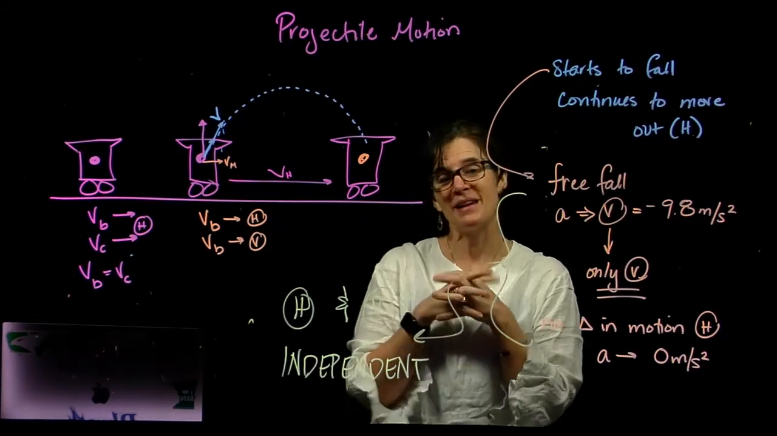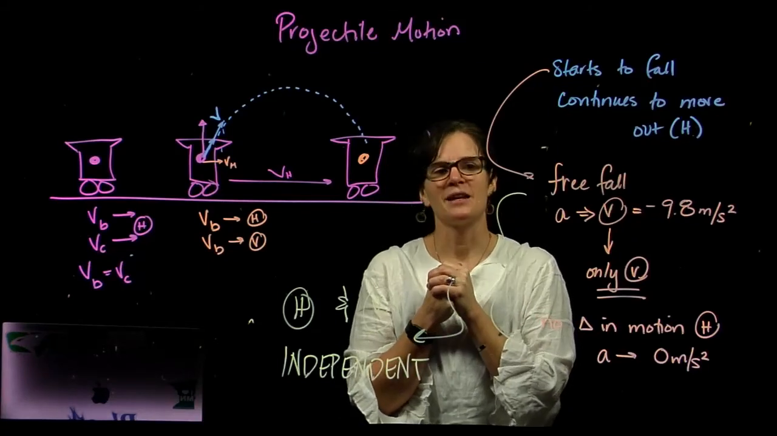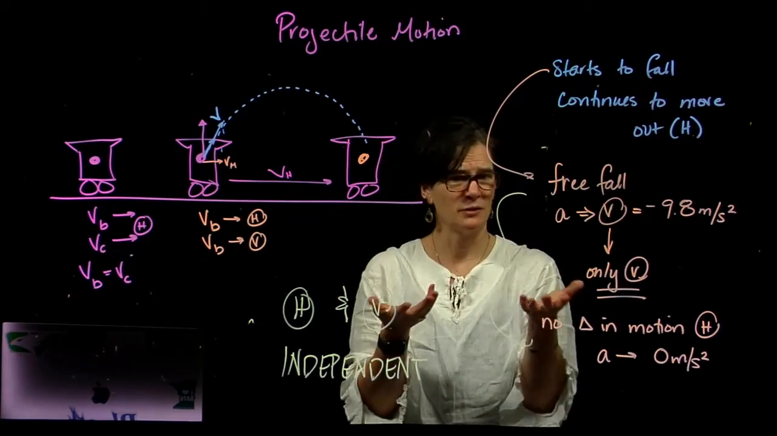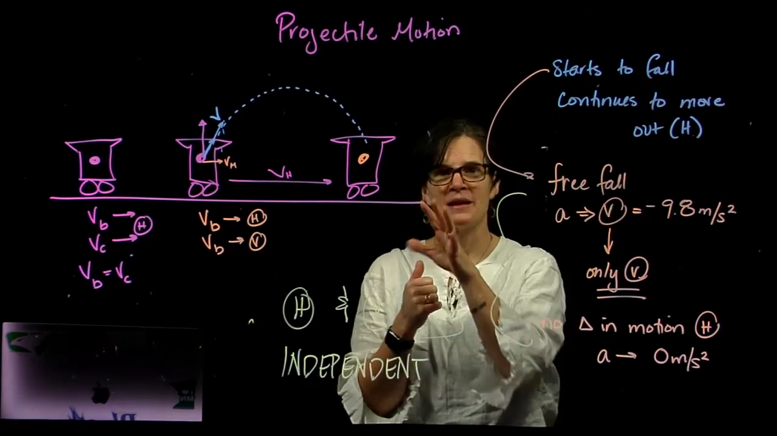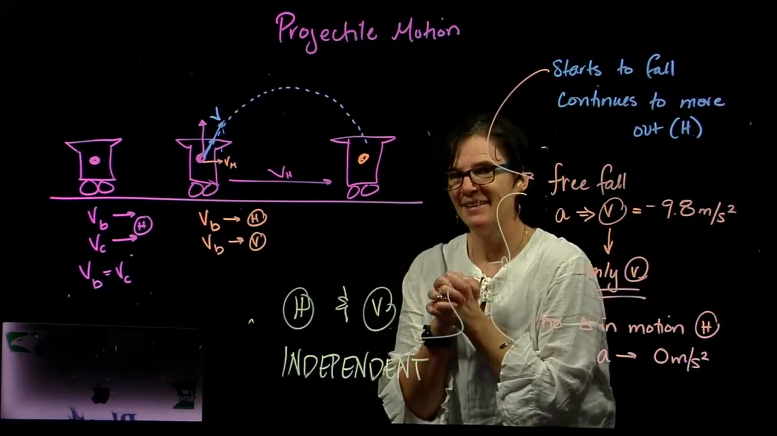So, independence for projectile motion, remembering that things are in free fall, that only then affects vertical motion. Horizontal motion remains unaffected, and we can look at the two objects, or the two directions, independently. All right, good job.